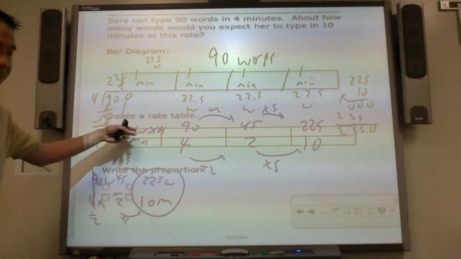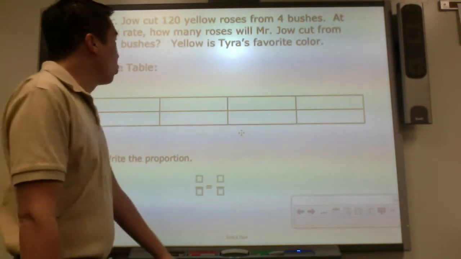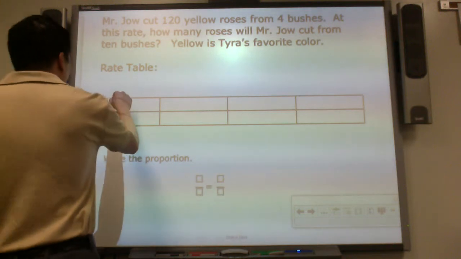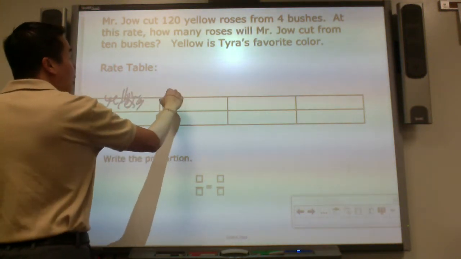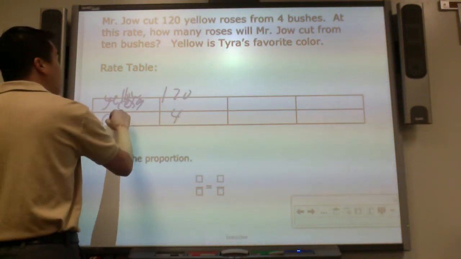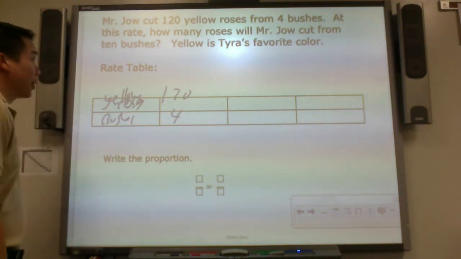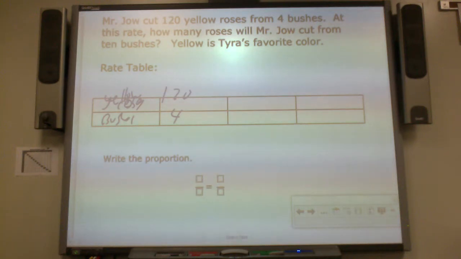These are very similar. So Mr. Joe cut 20 yellow roses from 4 bushes. At this rate, how many roses will Mr. Joe cut from 10 bushes?